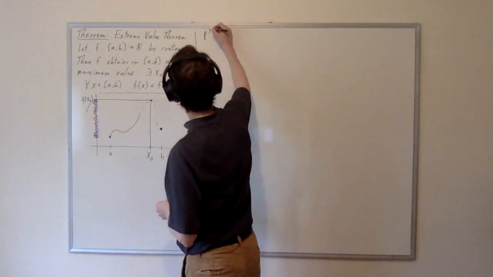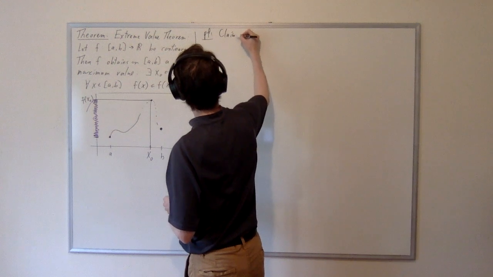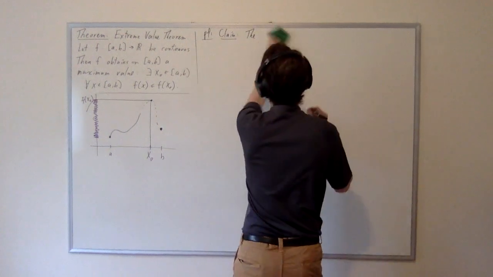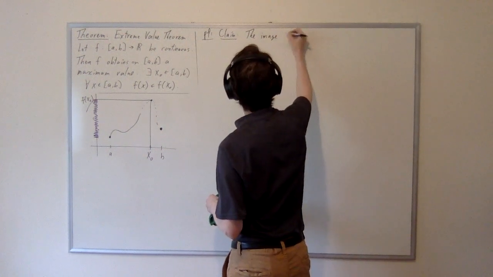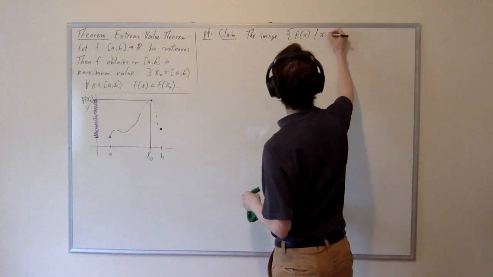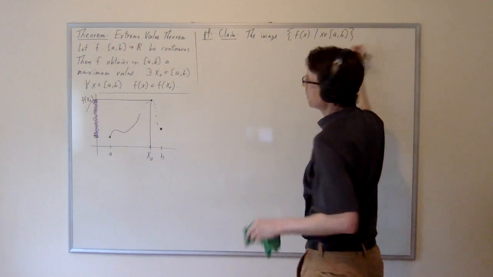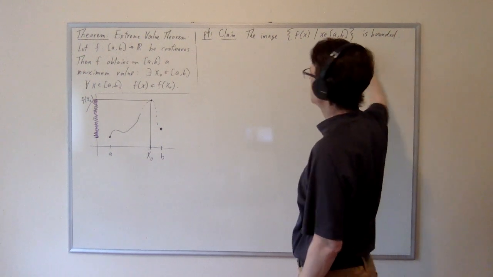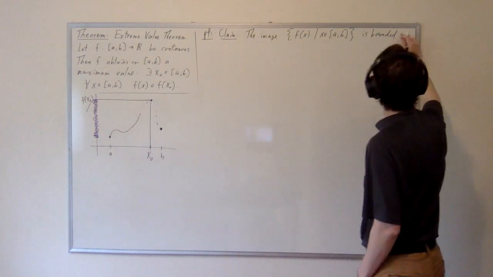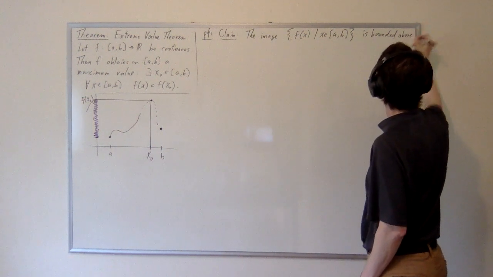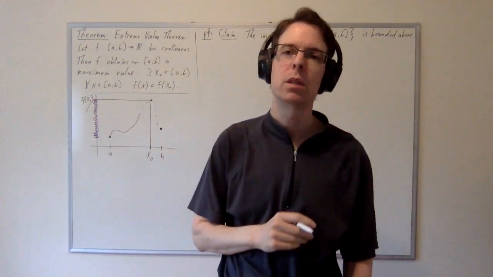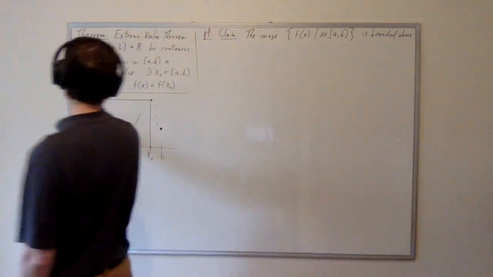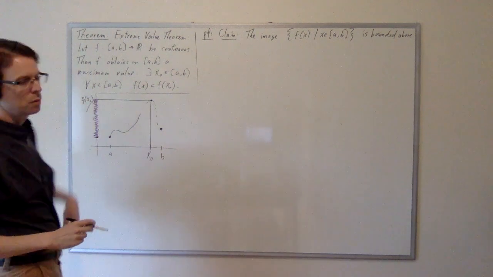So proof. Our first claim is that the range, or image, let's say image because it's less ambiguous. So the image, which is the set of all f of x, where x is in [a, b], the image is bounded. So we want to show that it's bounded. And actually, because we're dealing with a maximum, we really only need to assert that it's bounded above. So our first step is going to be to claim and prove that this image of the function is bounded. Basically, this is what I've represented in purple here. It doesn't go up to infinity.